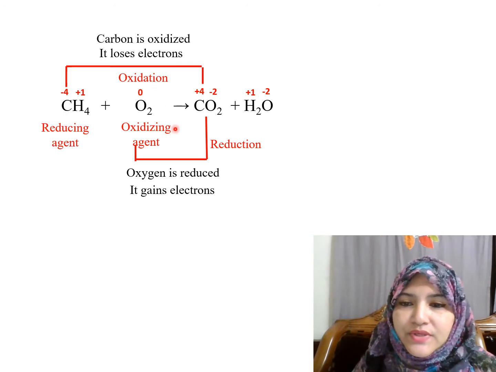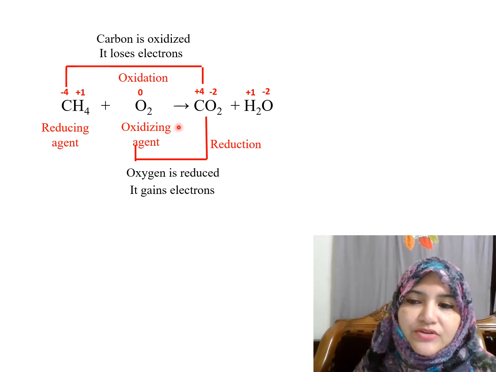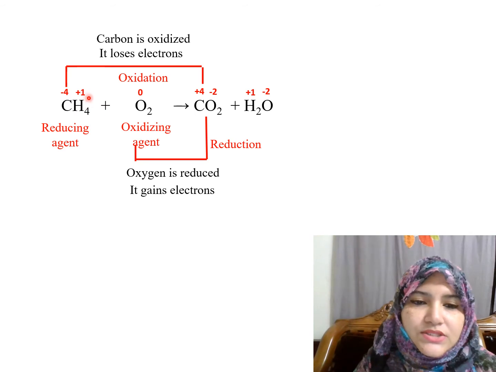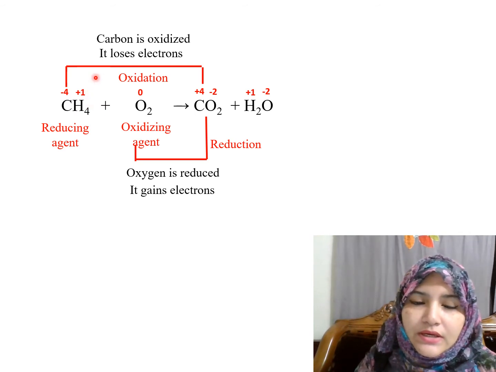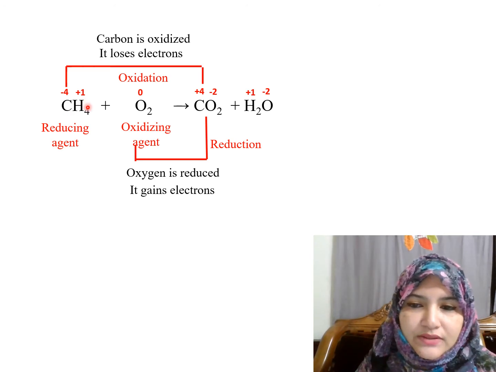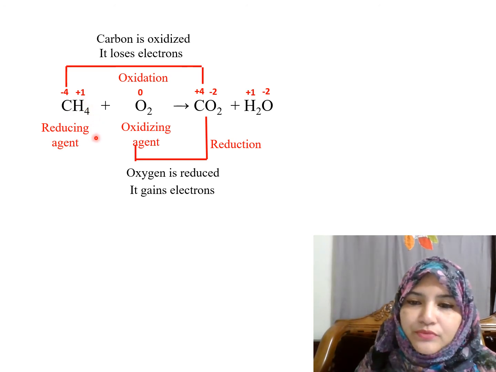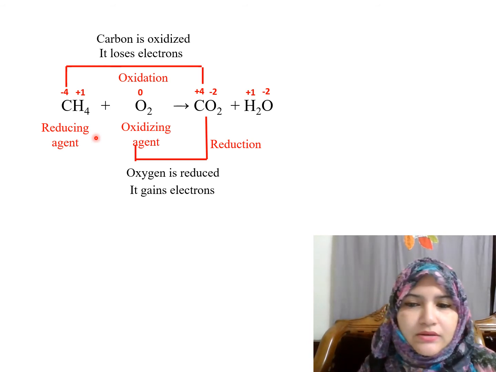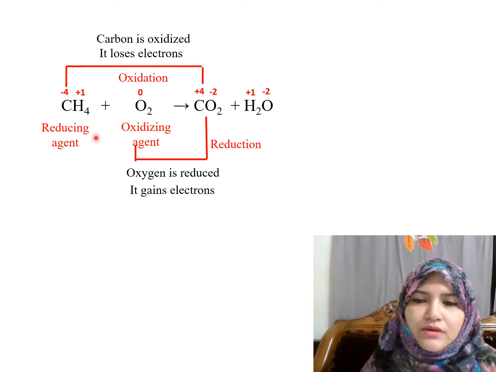And now we say that whenever hydrogen is bonded with a non-metal, it is going to have a +1 oxidation state. That means here we can observe that the oxidation state of hydrogen with the non-metal carbon is +1. And now, when oxygen is found in a compound, go for oxygen now.